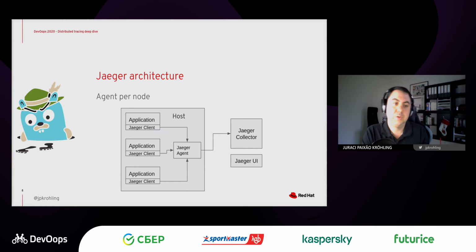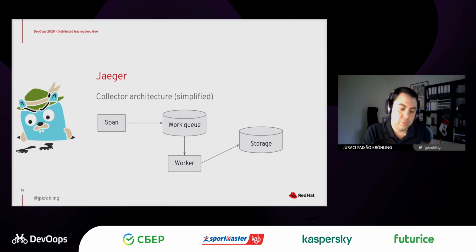So it is important to understand, if you're going to monitor Jaeger, if you're going to run it, how its main component works. The most important thing to understand about Jaeger is how the collector is architected. When it receives a span, the collector stores that span in a work queue. And from there are a couple of workers. Of course, the size of the queue and the number of workers is configurable. And a worker picks a span from the work queue and sends that span to the storage.